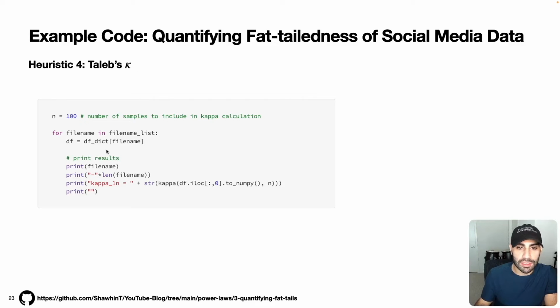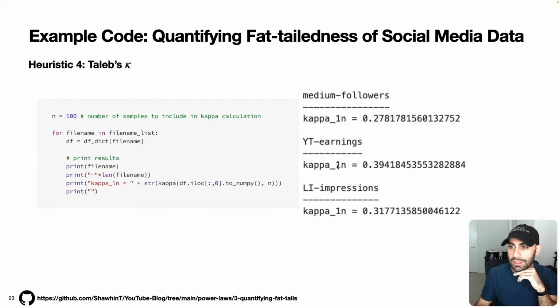Now, using this definition of kappa, we can compute the metric in a similar way as we did the other heuristics. We need to define the number of samples in the kappa calculation. So we're going to compare S100 to S1. So we're just going to grab each data set, and then we're going to compute kappa in one line of code here. So the results look like this, where medium followers have a kappa value of 0.27, YouTube earnings 0.39, and LinkedIn impressions 0.31.